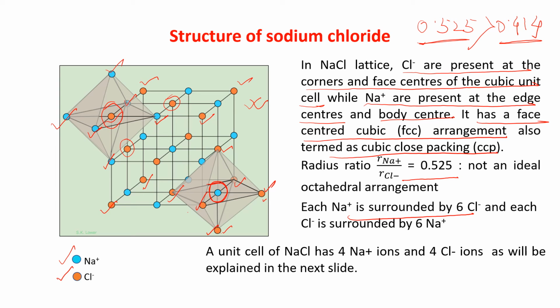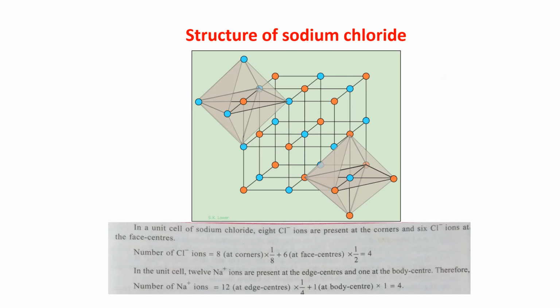So we can see that in the structure of sodium chloride, one chloride ion is surrounded by 6 sodium ions, and 1 sodium ion is also surrounded by 6 chloride ions. So the coordination number for sodium is 6, and for chloride is also 6. A unit cell of sodium chloride has 4 Na+ and 4 Cl- ions, and that will be explained in the next slide.